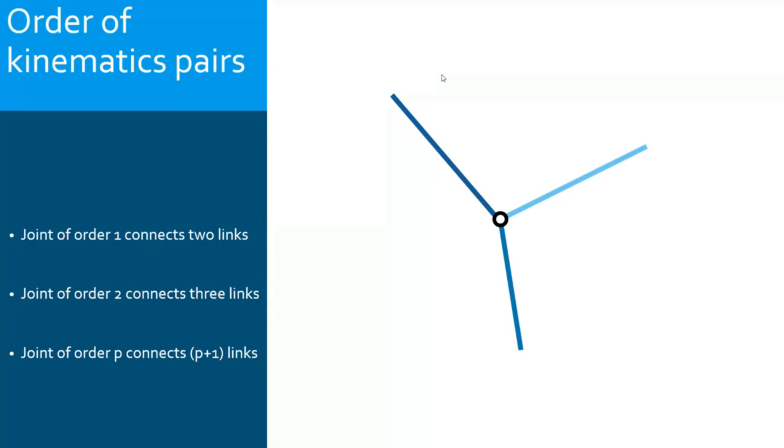So if I have, for example, a joint that connects five links together, the joint is of order four. If it is connecting 10 links together, it is of order nine. Always the number of links minus one. I'm insisting here that all the links are connected with only one and the same joint or kinematic pair.